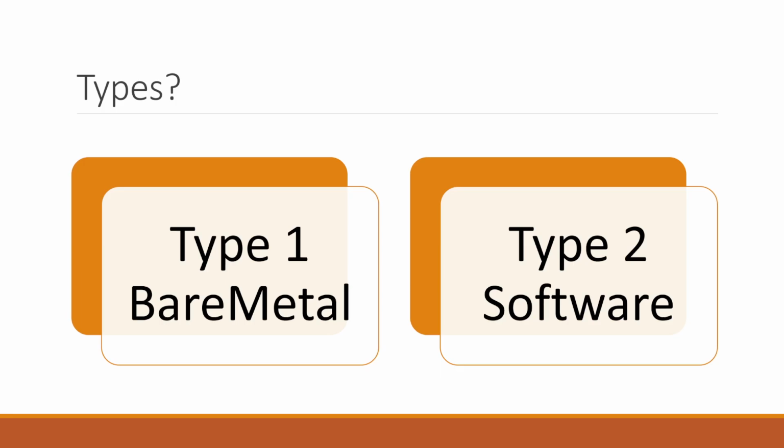Versus type 2 is software. Think of this like Oracle VirtualBox, where maybe I want to run Oracle VirtualBox on my laptop that already has Windows on it. I can install a virtual server on top of something that already has an operating system like Windows or Linux already on it. And that's a type 2. Type 1 is dedicated bare metal. Type 2 is software on software.